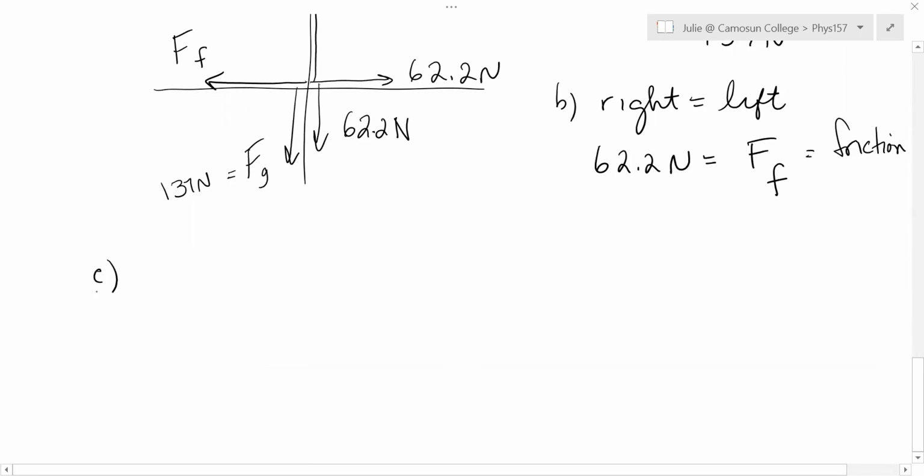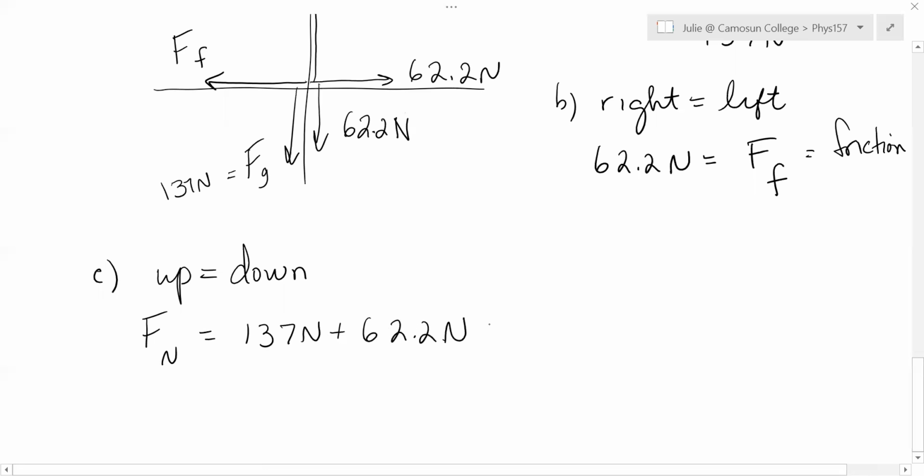Part C, the normal force. Okay, so now we know up equals down. Everything's positive when you use up equals down. So up we have the normal force. That must equal what's down, 137 for gravity plus 62.2. So the normal force must be 199.